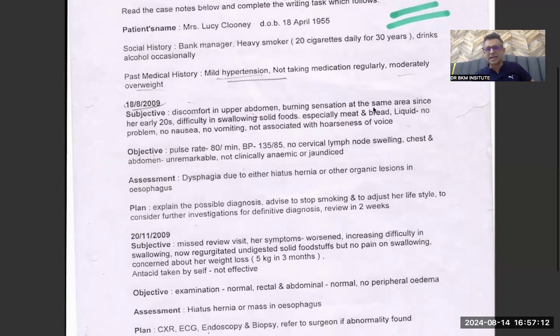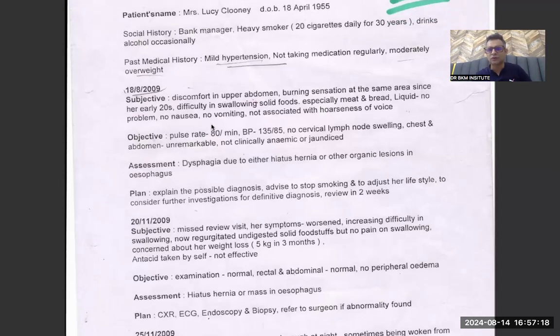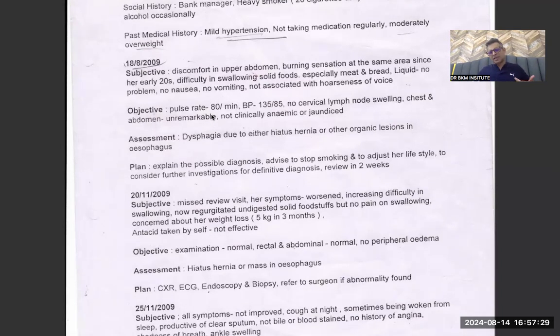Subjective: discomfort in upper abdomen on 18th August. Burning sensation at the same area since her 20s. Difficulty in swallowing solid food. So there are problems she is having with her tummy. Burning sensation, so basically you can say acidic tummy, gastric tummy. Objective: pulse rate is normal, blood pressure is okay, no cervical lymph node, nothing. So objectively, everything is okay.